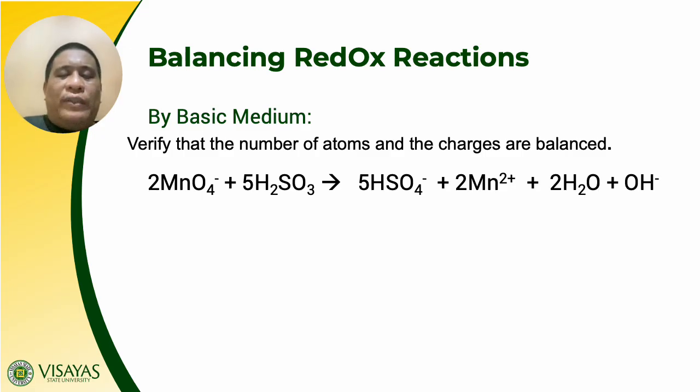So an OH minus is seen from the balanced equation. Again, for the acidic medium, usually you have a residual H plus, whereas for a basic medium, you have a residual OH minus.